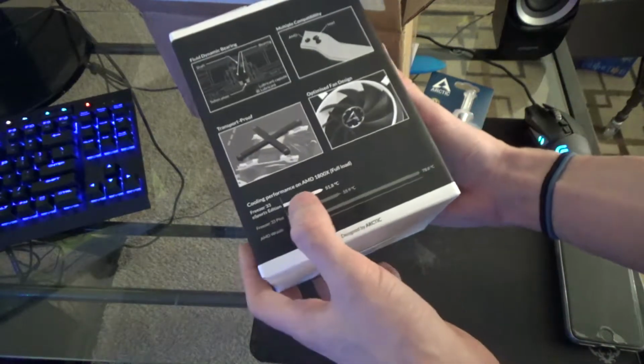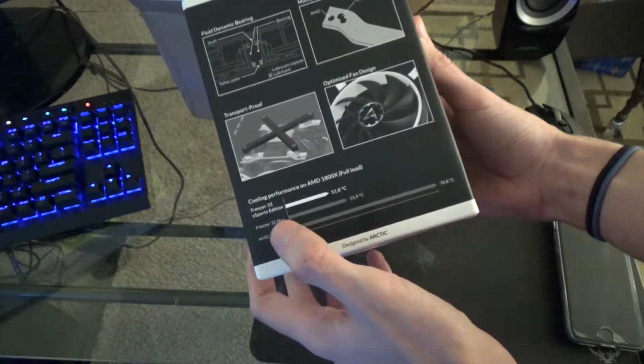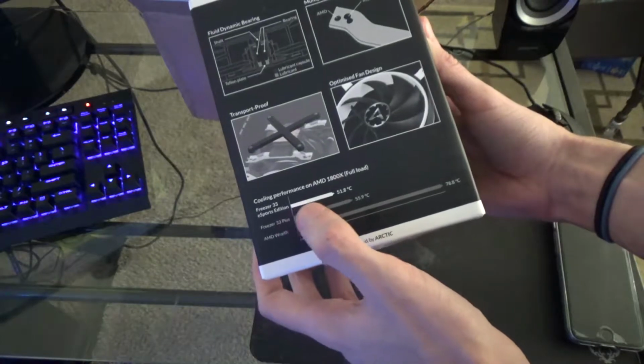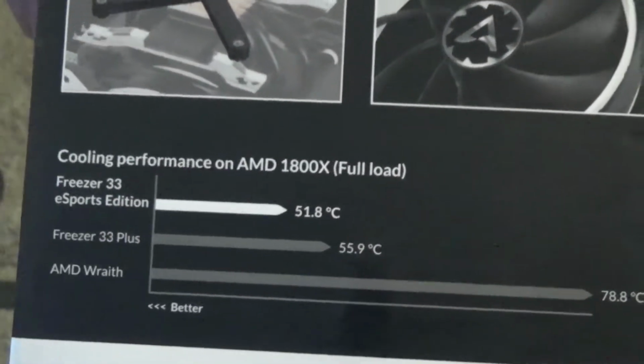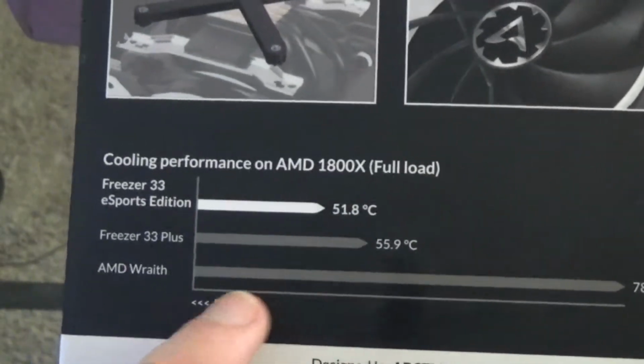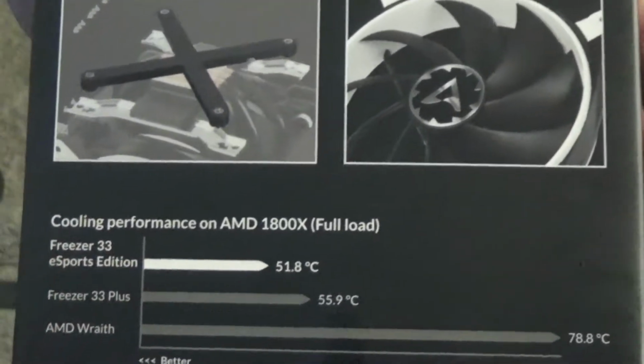Okay, nice. So they even have cooling performance on an AMD 1800X at full load. They have the eSports edition, 51.8 degrees shown here. Freezer 33 Plus, 55.9. And then the Wraith cooler from AMD, probably the stock one.